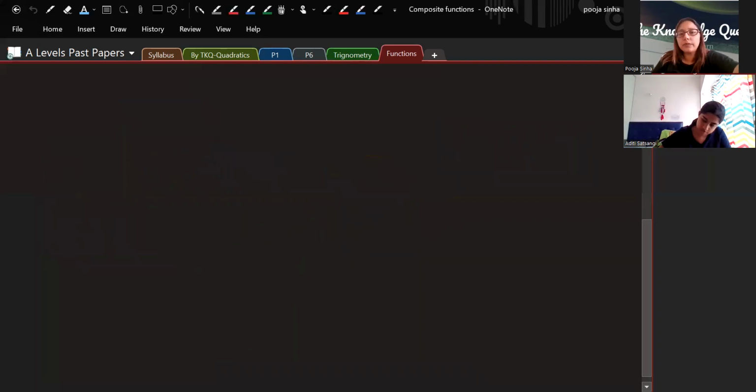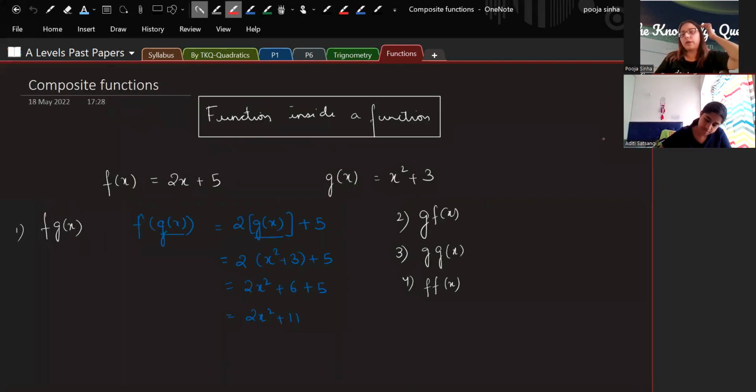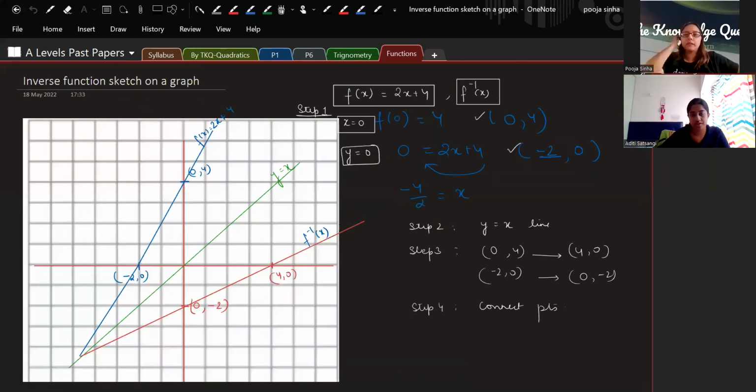Then we learned about composite functions. You were kind of thorough about it. Composite function means a function inside a function, right? Okay. Next is very important, sketching a graph. So what did we learn here?